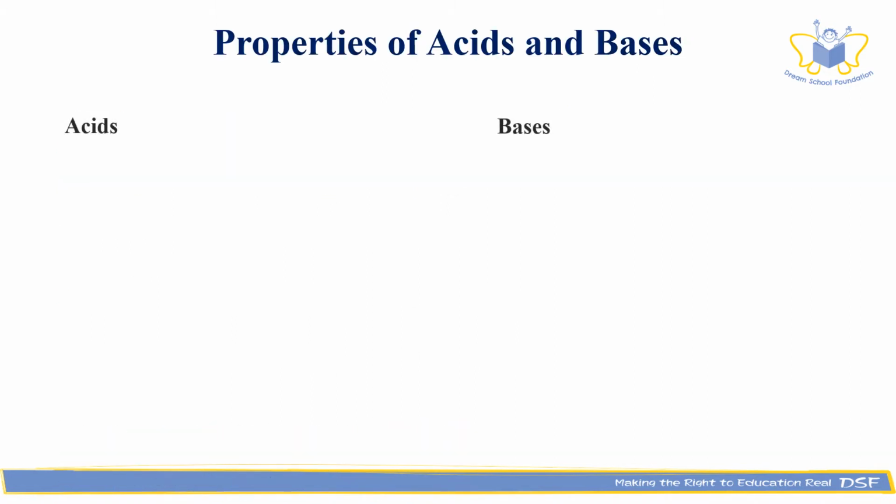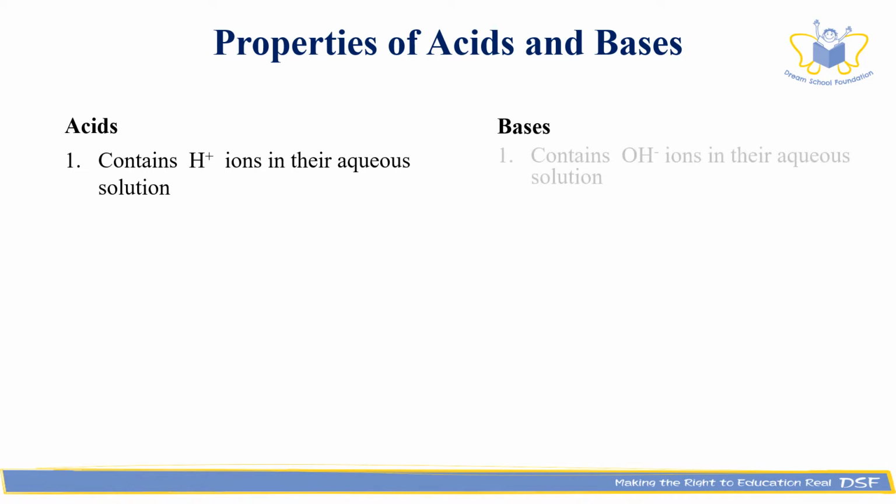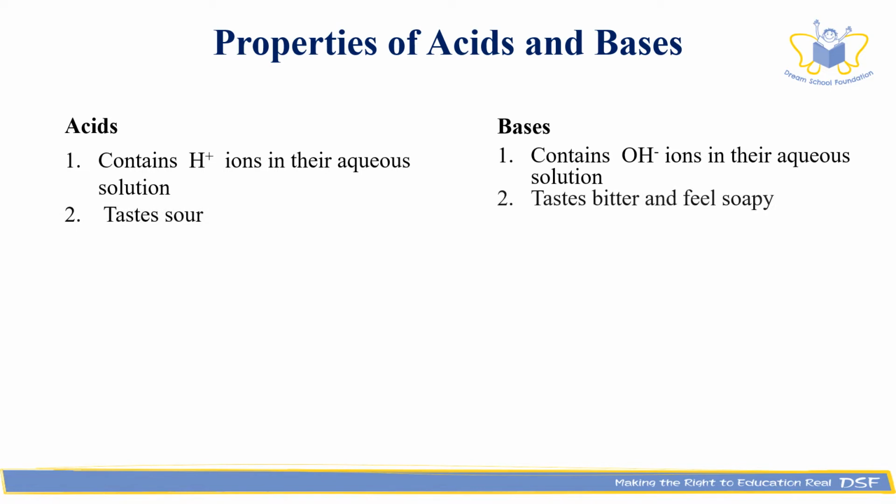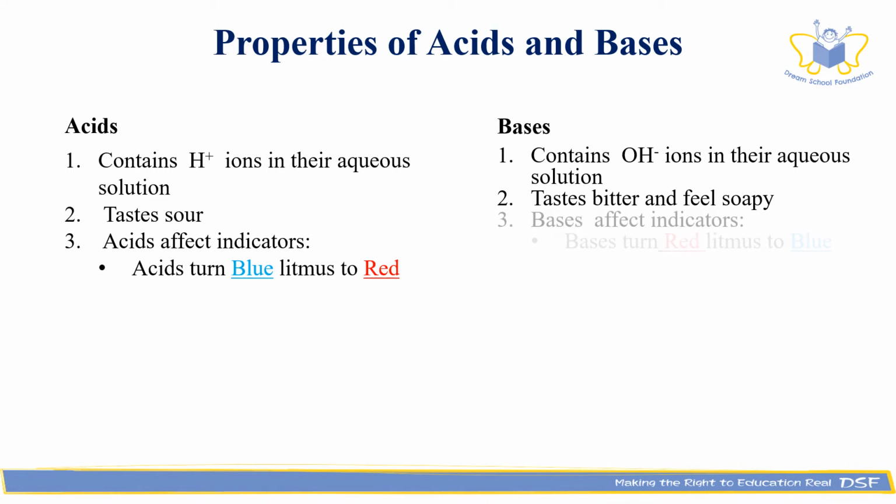Properties of acids and bases. Acids contain H plus ions in their aqueous solution. Bases contain OH minus ions in their aqueous solution. Acids taste sour, bases taste bitter and feel soapy. Acids affect indicators. Acids turn blue litmus to red. Bases turn red litmus to blue.